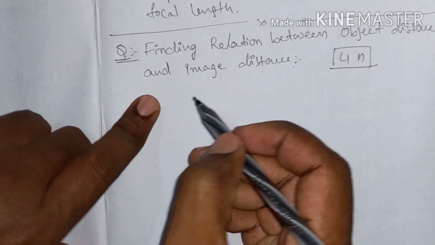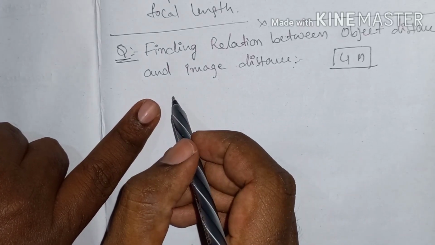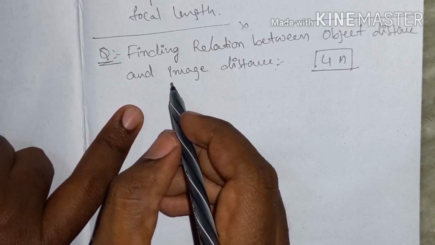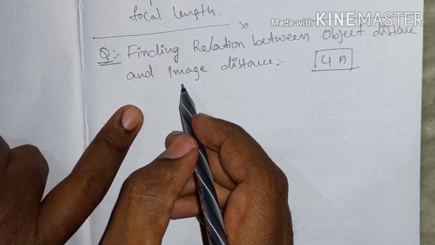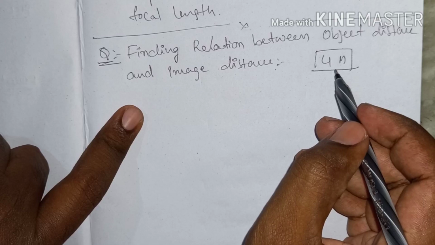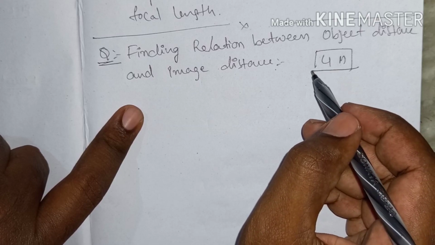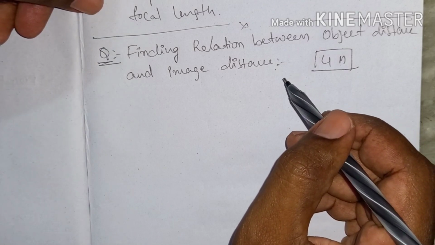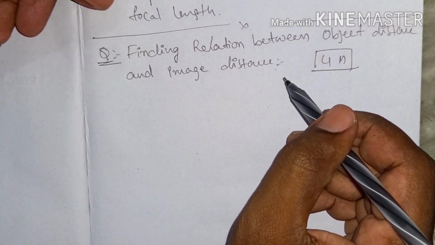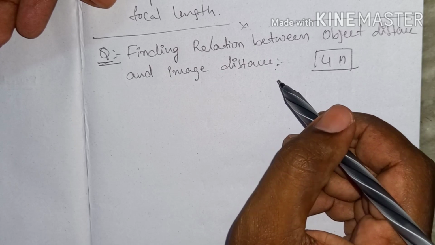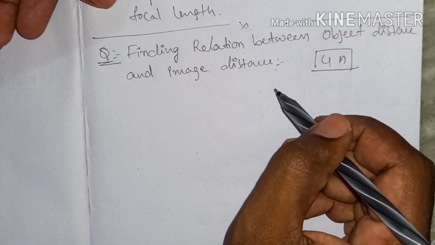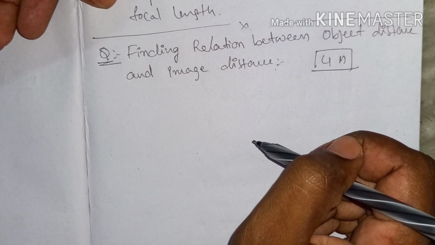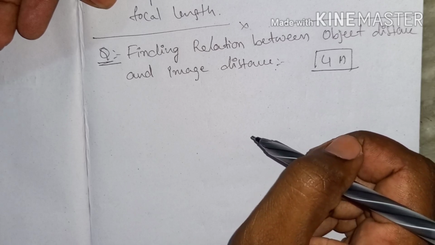Now we are going to discuss another activity, finding the relation between the object distance and image distance. This is a very important activity for your final examination 4 mark question. Compulsorily it may appear in the 4 marks question section. And in your lesson it is a major lab activity. What this activity is about, what the required materials are, and what we conclude from this activity, we will see now.